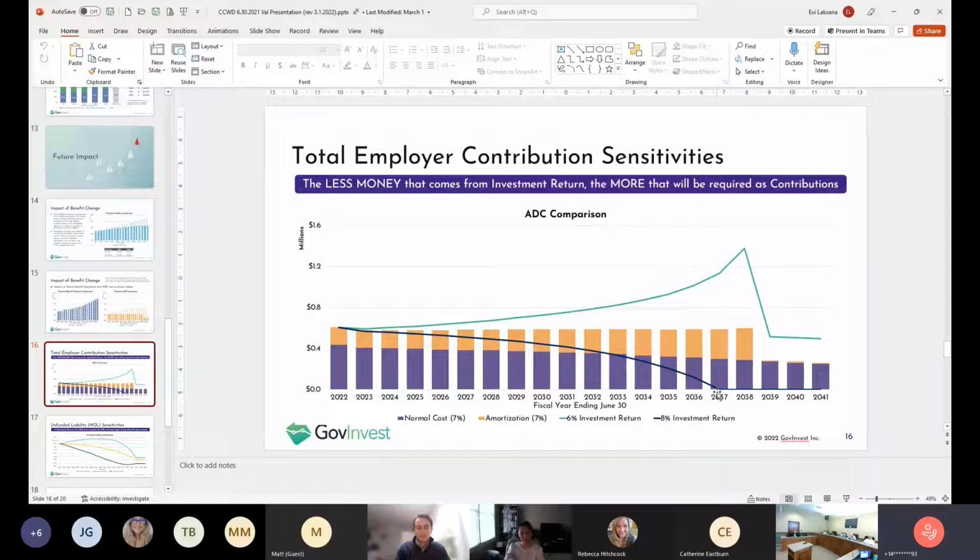If the actual investment income comes in at 6%, which is worse than expected, then you will see an increase in the ADC up to about 1.4 million in 2038, but then after that it drops. So this point where there's a significant drop in the ADC, that is when you will reach 100% funded.